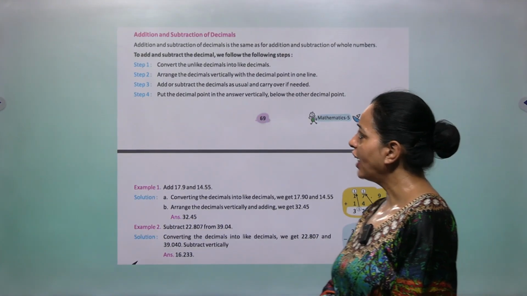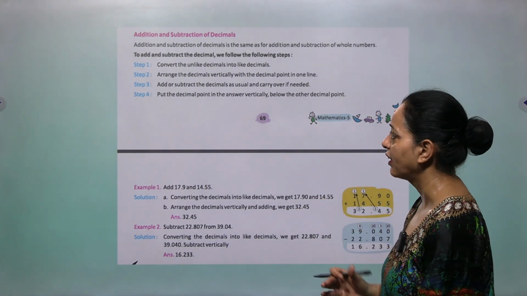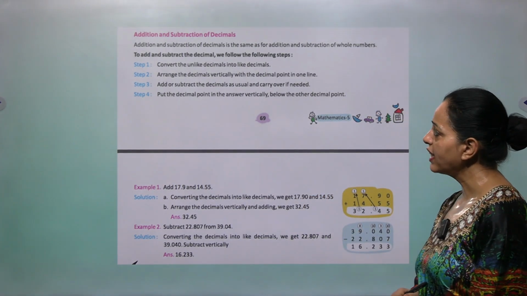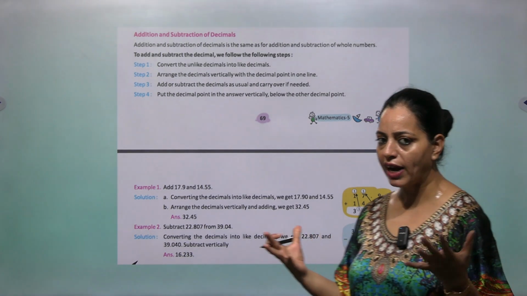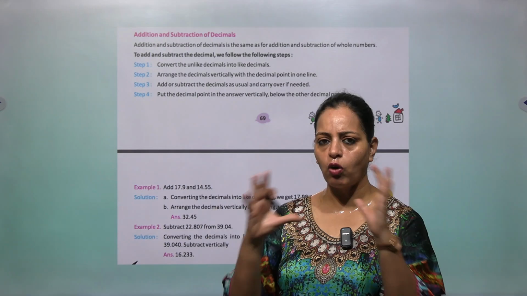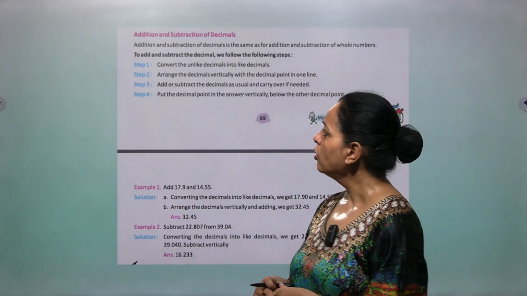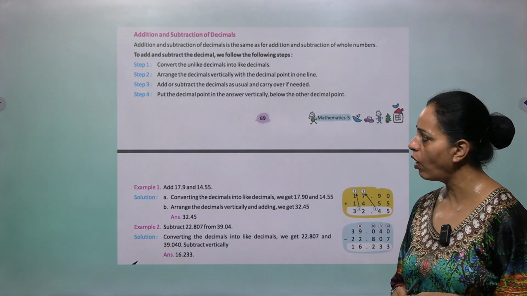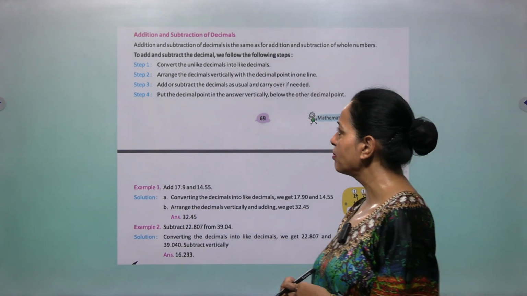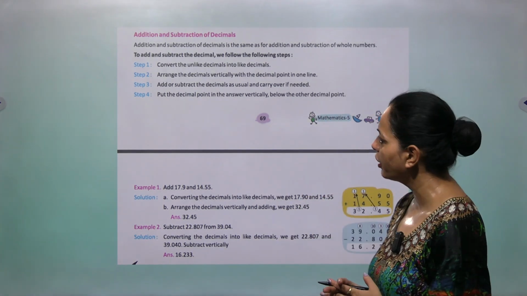Now we are doing addition and subtraction of decimal. अब add और subtract कैसे करना है हमें decimals को? This is same as for addition and subtraction of whole number. जैसे हम whole numbers को add और subtract करते हैं, same way है, column wise लिखेंगे and then we will do the operation whatever. So to add and subtract the decimals, we follow the following steps. The step 1, convert the unlike decimals into like decimals. पहले हमें सबको like decimals में change कर देना है.